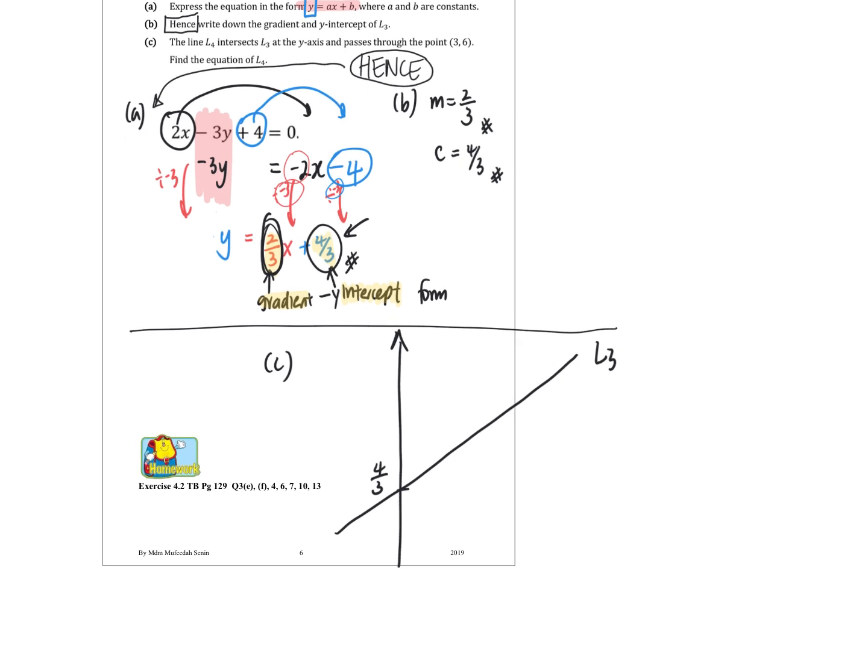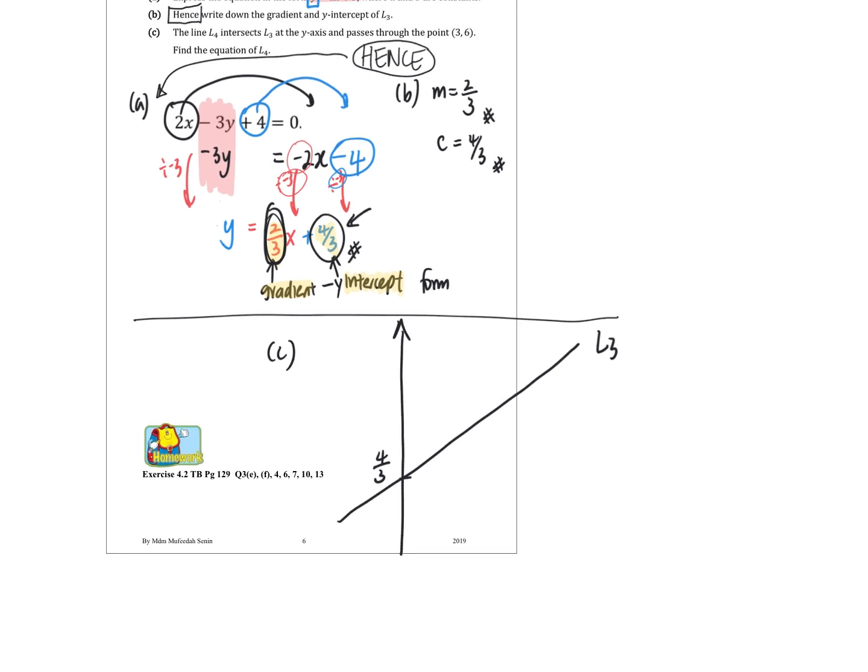Okay, so they say this line 4 intersects line 3 at the y-axis. So meaning my line 4 goes through here. They say line 4 intersects line 3 at the y-axis, so they must meet at that y-intercept point. Just x. Yes, then that's correct. Line 4 and line 3, yes.